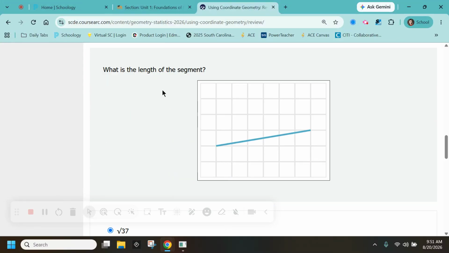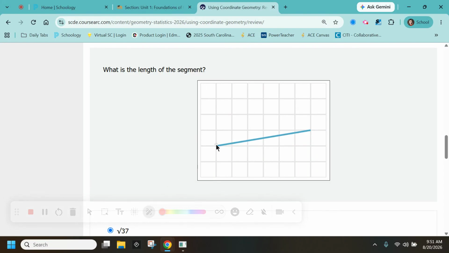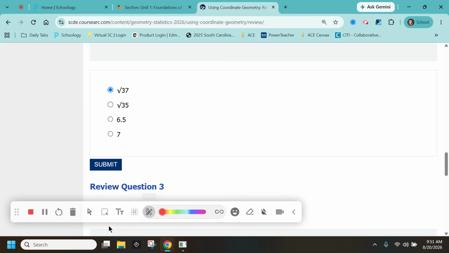For the next one, what is the length of the segment? If I were to use our Pythagorean theorem from one side to the other, I went up 1, and I went to the right 1, 2, 3, 4, 5, 6. If you square both of those, you get 1 plus 6 squared is 36. And then you would take the square root of that, leaving you with square root 37.